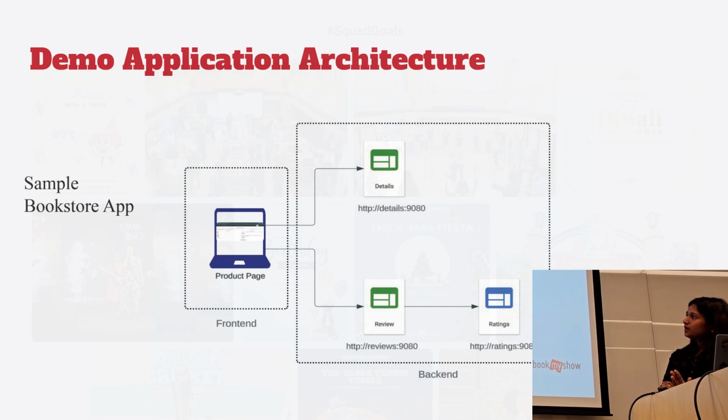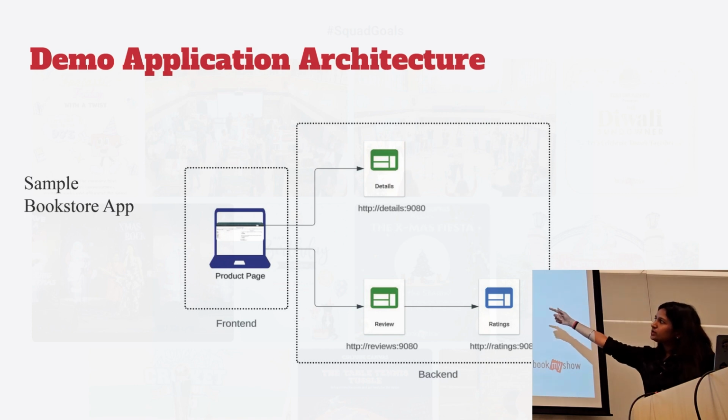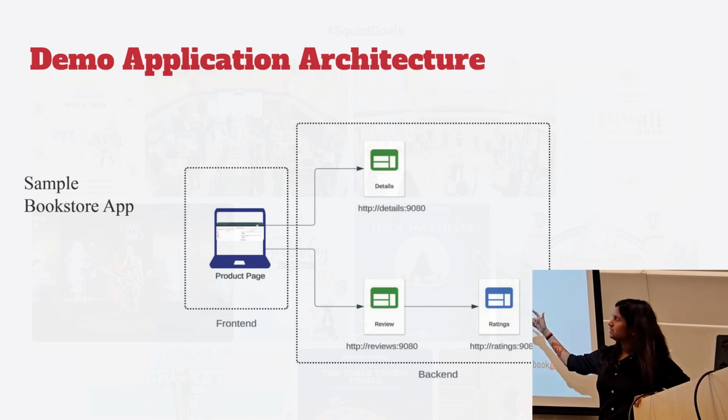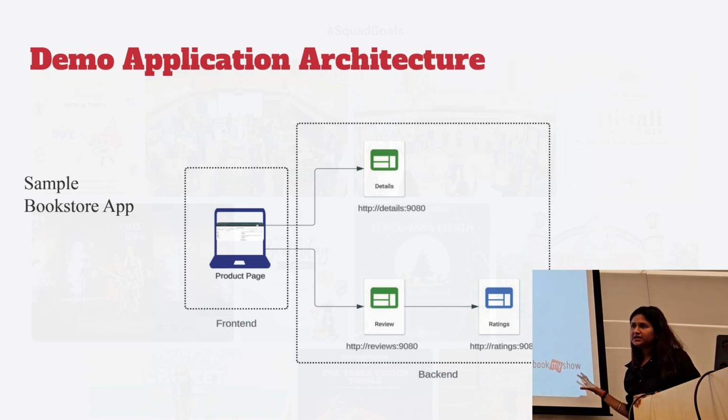So this is the demo application that we will be using today. If anyone has worked with Istio, it's the same demo application that we use over there. It has a front end called the product page. At the back end it calls two APIs. One is details, one is reviews. It's basically a bookstore application.